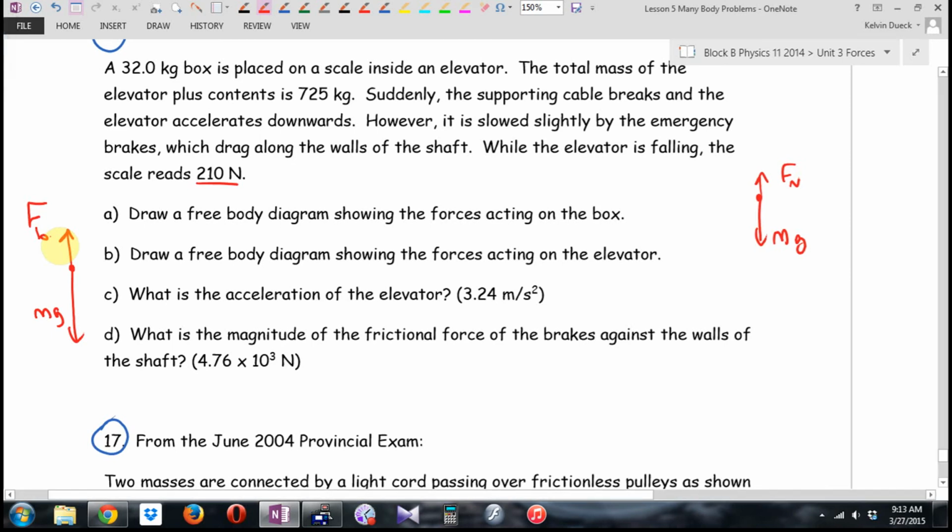It says, what's the acceleration of the elevator? 3.24. I'm losing you guys, I can kind of tell.